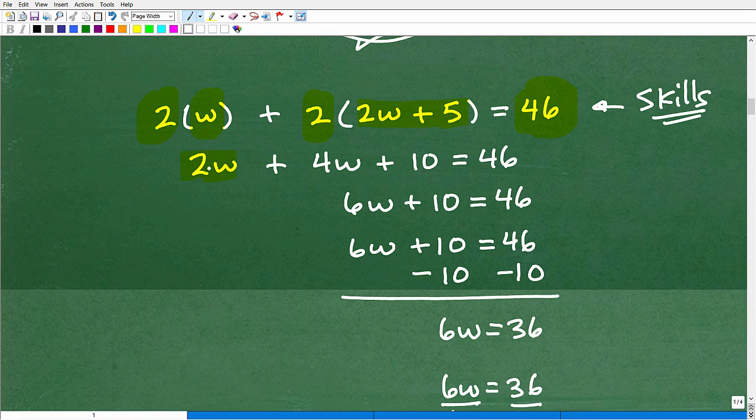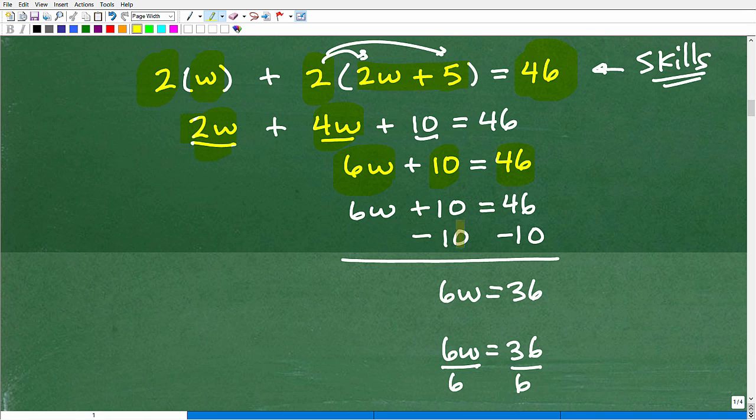Okay, so here we go. This is going to be 2W, and I'm going to use the distributive property here. 2 times 2W is 4W. I already have a 2W, and then 2 times 5 is 10. So let's go ahead and add like terms. 2W and 4W gives me 6W. 6W plus 10 is equal to 46.